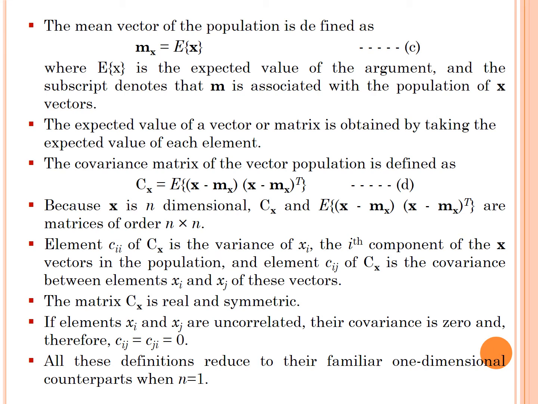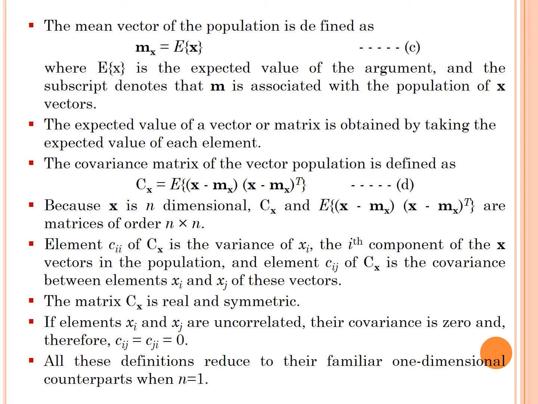The covariance matrix of the vector population is defined as C_x equal to E{(x minus m_x)(x minus m_x)^T}. Because x is n-dimensional, C_x and (x minus m_x)(x minus m_x)^T are matrices of order n by n.